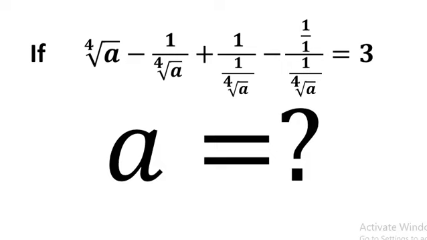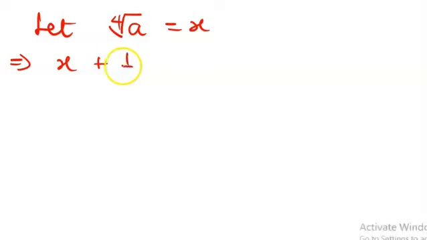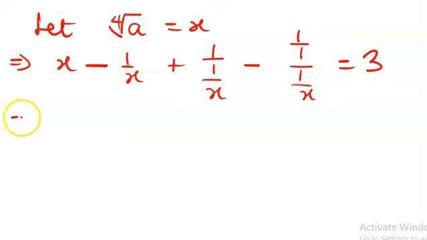Now, to be able to do this, let's make a substitution. Let the fourth root of a be equal to x, so that our equation becomes x plus 1 over x minus 1 over 1 over x minus 1 over 1 over 1 over x is equal to 3. Now let's simplify it.